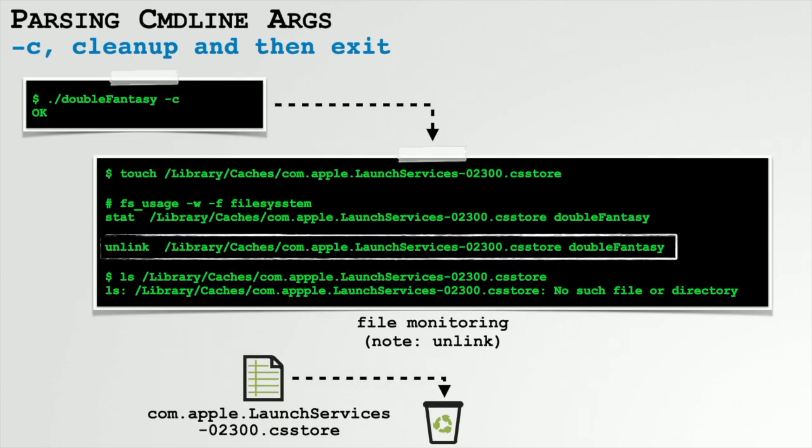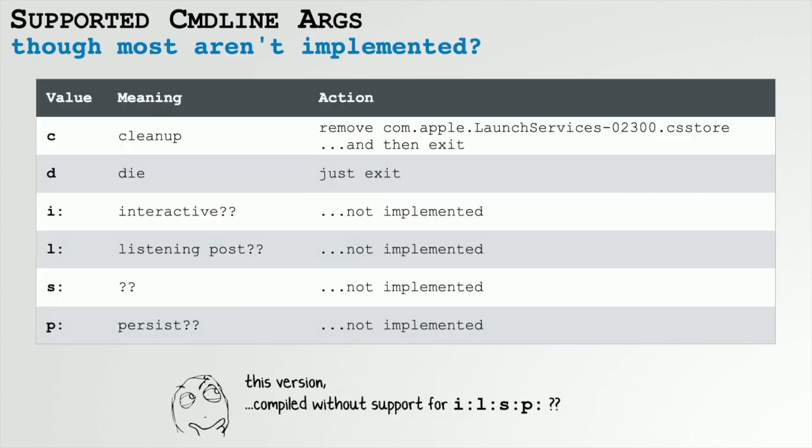We can confirm that our static analysis of the -c command line argument is correct by running it on an isolated VM while also monitoring it with a file monitor. We can see that indeed it looks to see if that CS store file exists, and if so, it deletes it. So again, the -c command line argument seems to be a cleanup. So here's a table that summarizes the command line arguments. -c is cleanup, -d is die or delete. And then -i, -l, -s, and -p are not implemented in this sample.